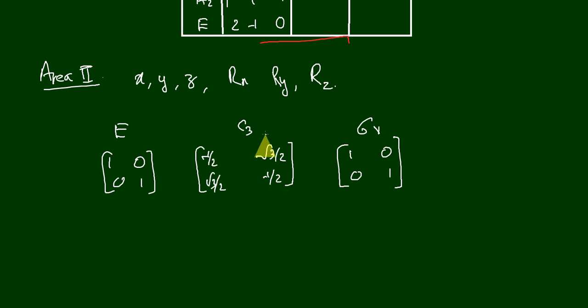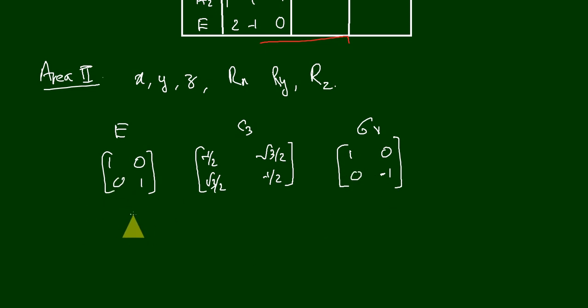Either C3 and C3 square, they belong to the single class, so both of them will have the same character. Here also the same case, the character will belong to this, so this is minus 1. Okay, this is minus 1, 1 0 0 minus 1. The characters will be the same. So what are the characters here?